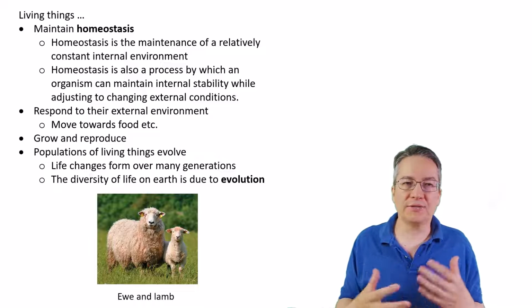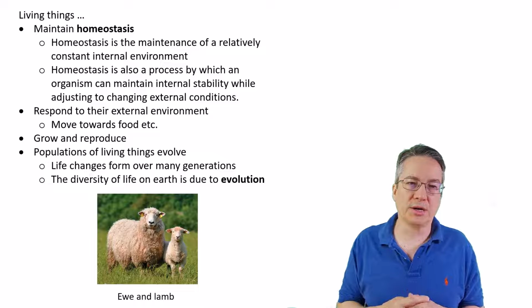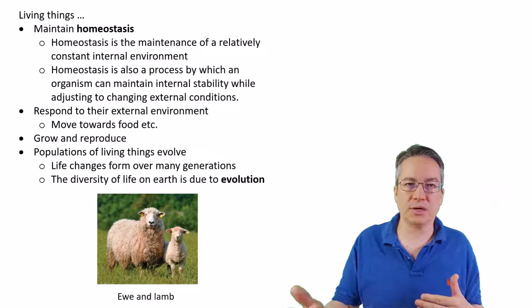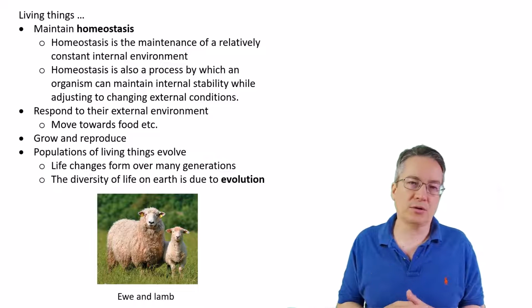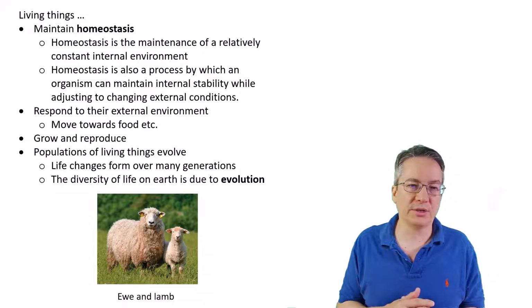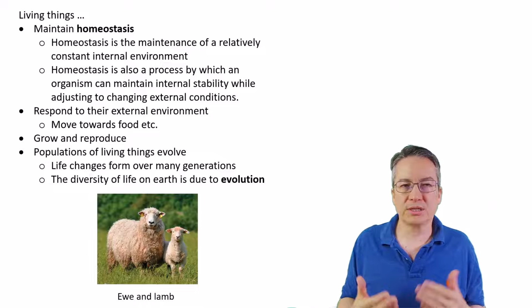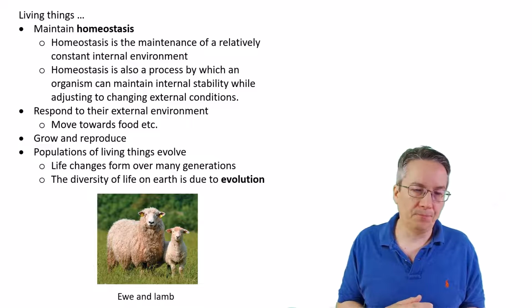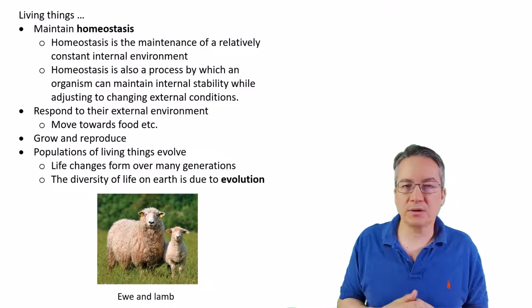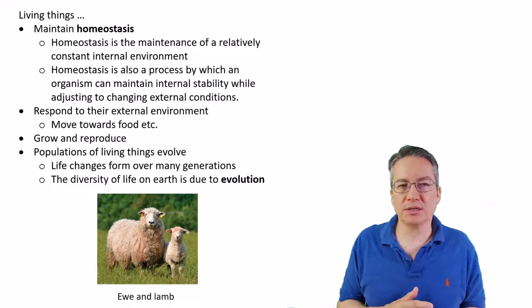So again, there are a lot of physiological things going on in your body as you move from a cool environment to a hot environment, just to maintain your core body temperature at around 37 degrees centigrade. Again, this is a major topic, and we'll come back to it later. What else do organisms do? Well, they all respond to the external environment.